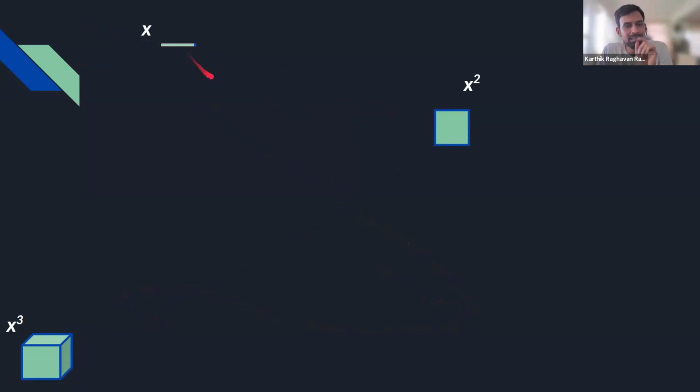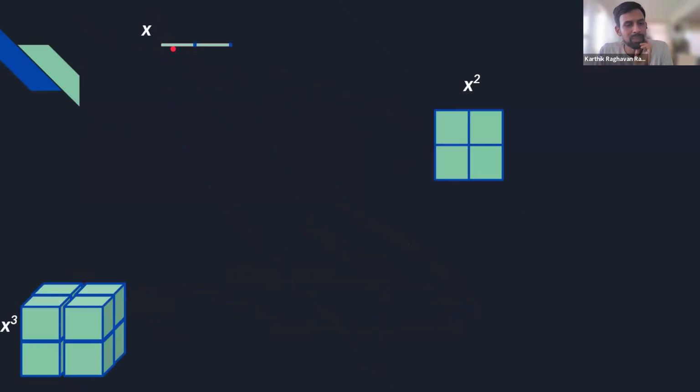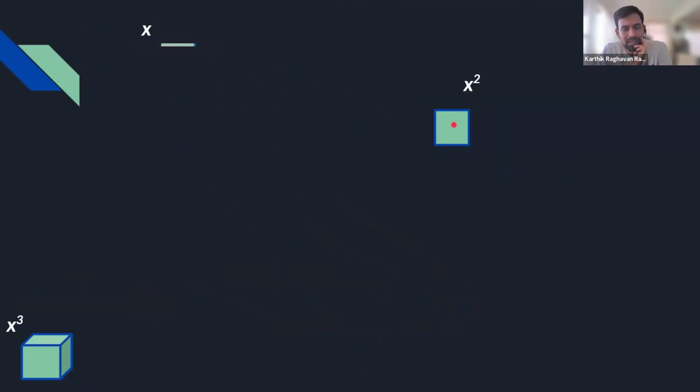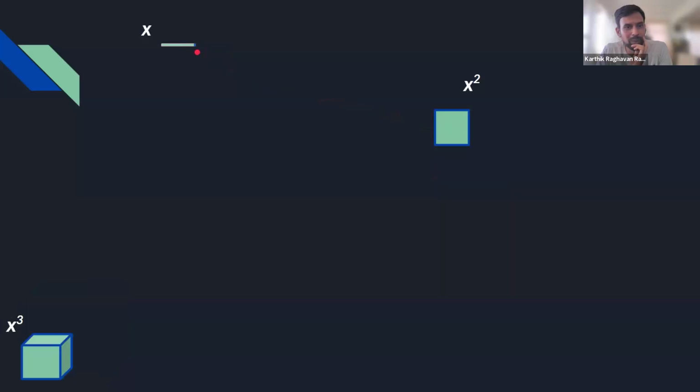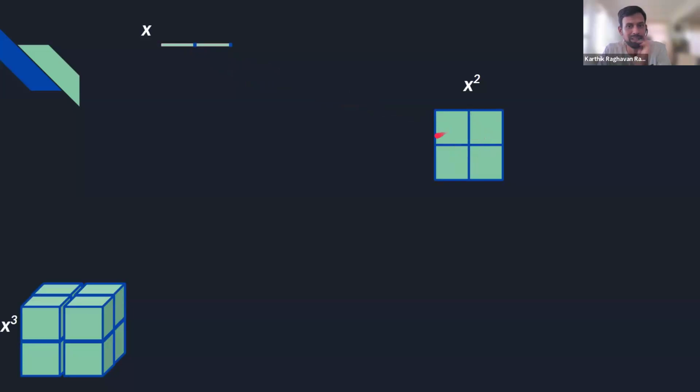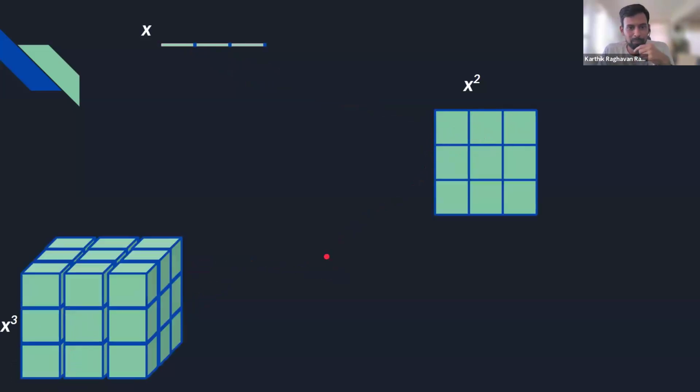Now, this is, let's say, side 1. Now, watch how it grows, right? When from 1 we go to 2, x takes 1 step forward, so it becomes length 2. But notice how x squared went from 1 tile to 4 tiles, right? X went from 1 to 2, but x squared went from 1 to 4, so it went up by a much bigger step. And x cube went from 1 box to 8 boxes, right? That's huge.